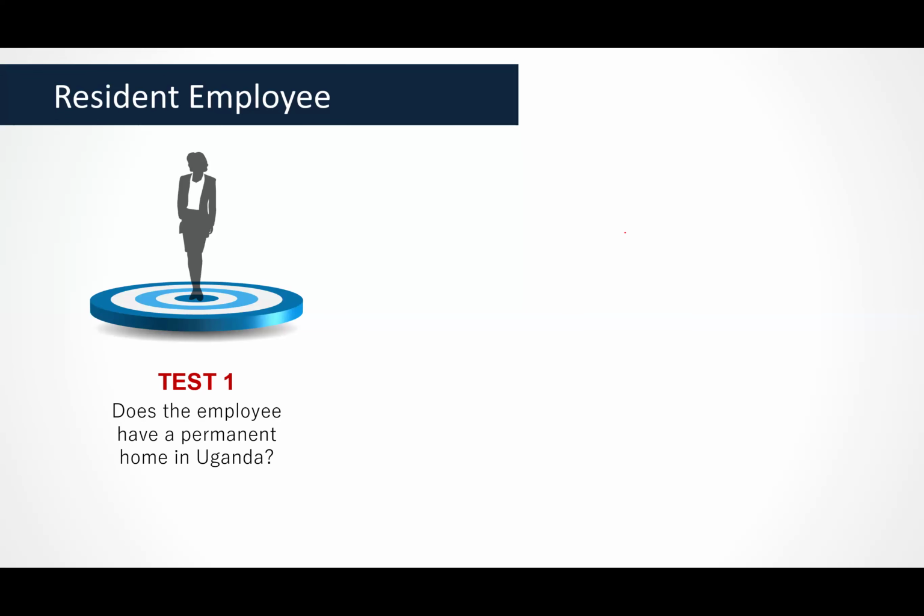If they don't have a permanent home, of course, the question is, what is a permanent home? A permanent home can mean anything. It can mean a rental where you're renting. It can mean a hotel room. By the way, there are people who just reside in a hotel. That's it. So it could be your hotel room.